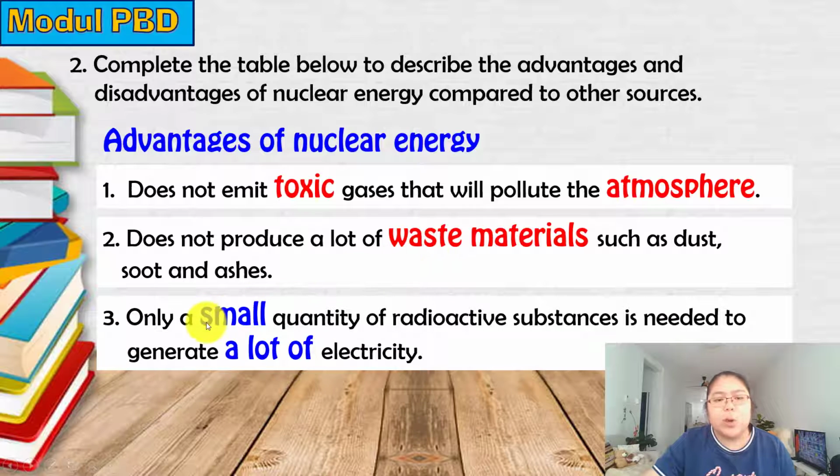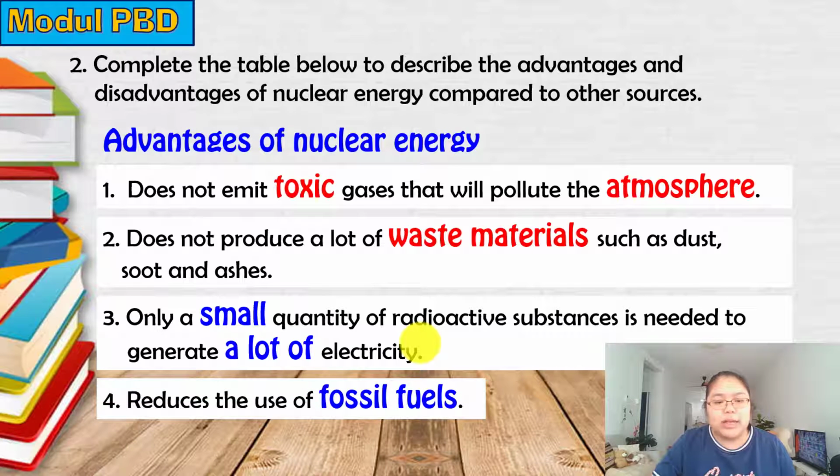Number 3, only a small quantity of radioactive substance is needed to generate a lot of electricity. That means you need a very small amount of uranium, and after that you can produce a lot of electricity. So that means the efficiency is very high. The last one, it can reduce the use of fossil fuel. Now we go to the next part.